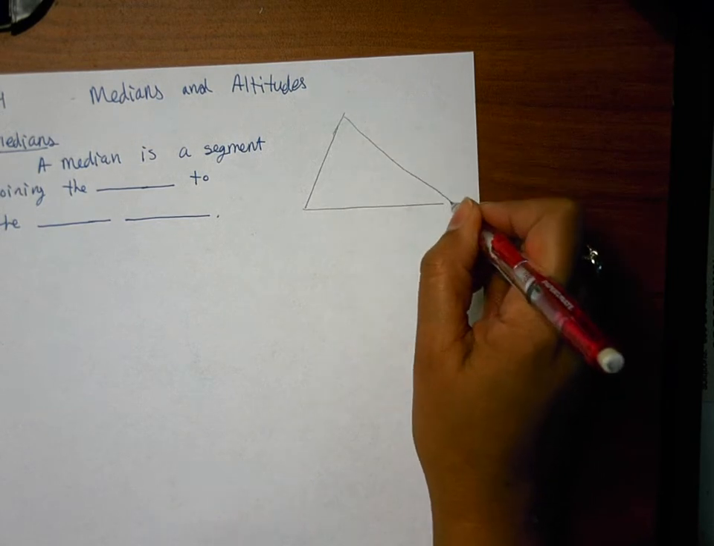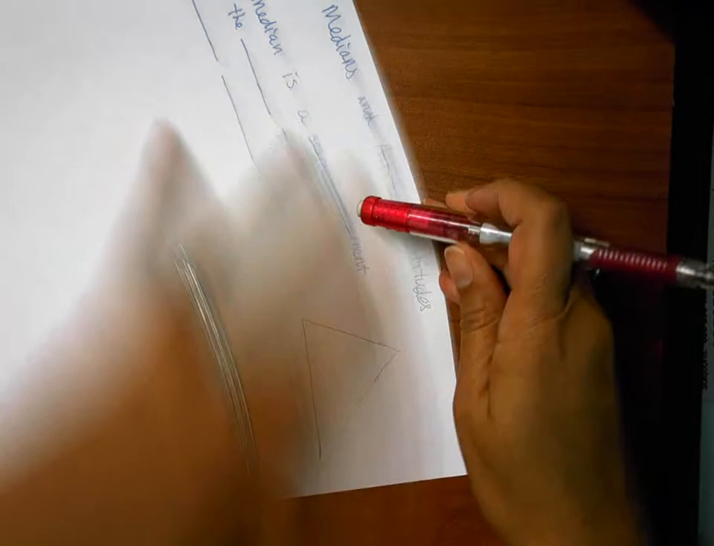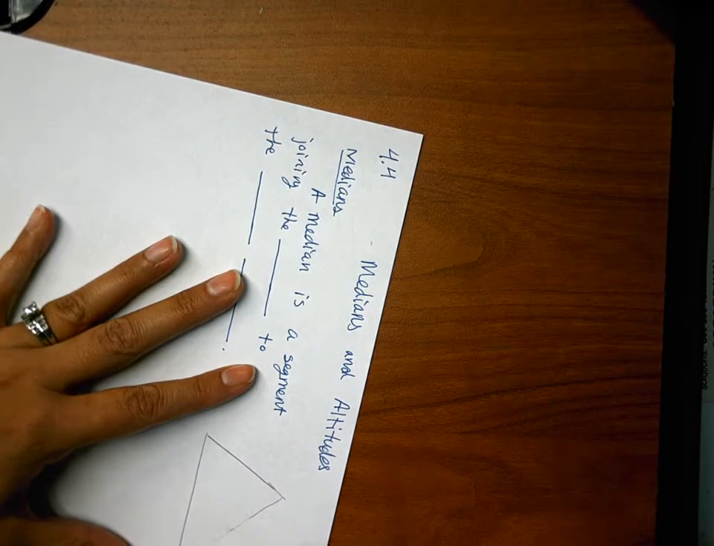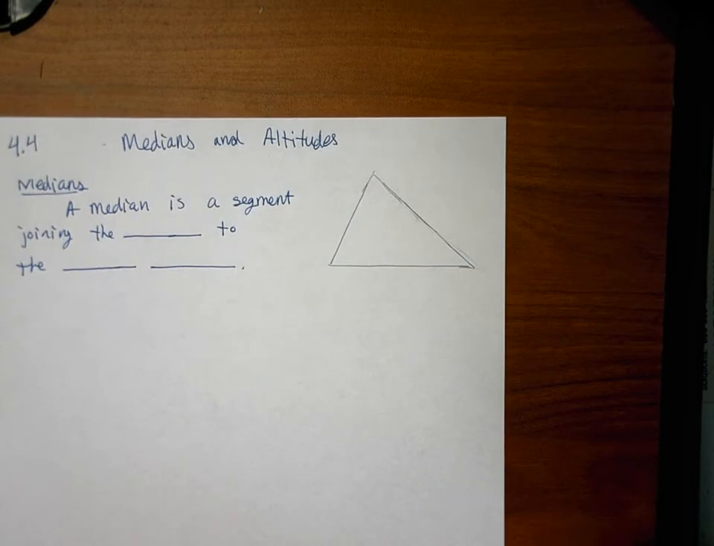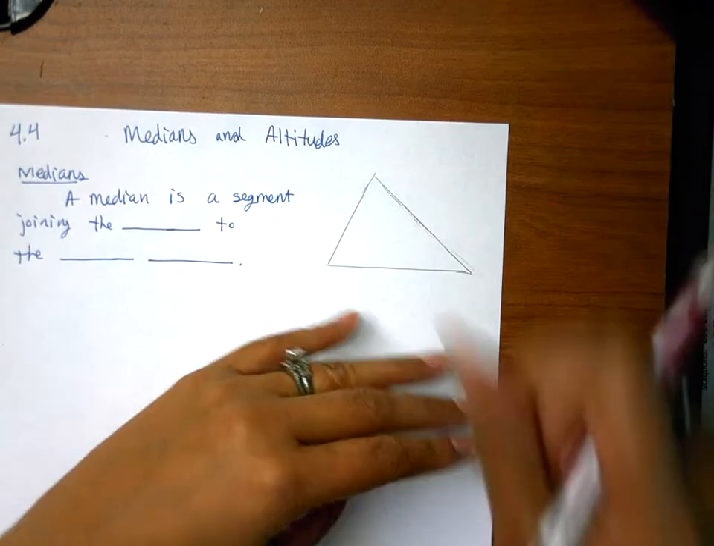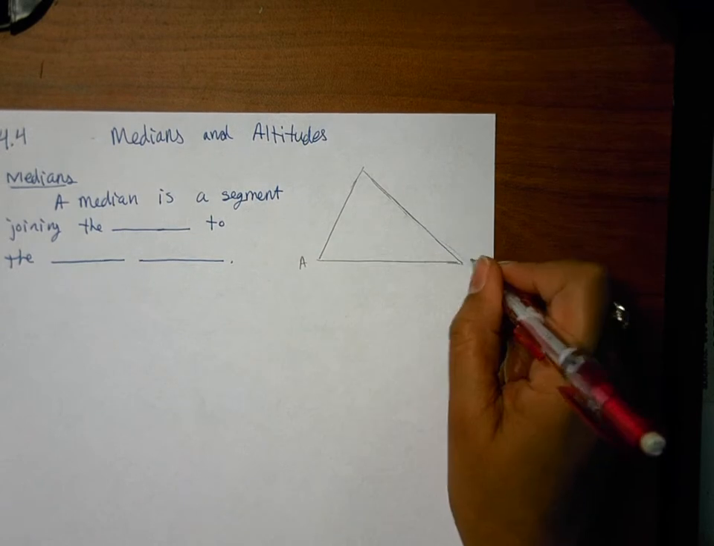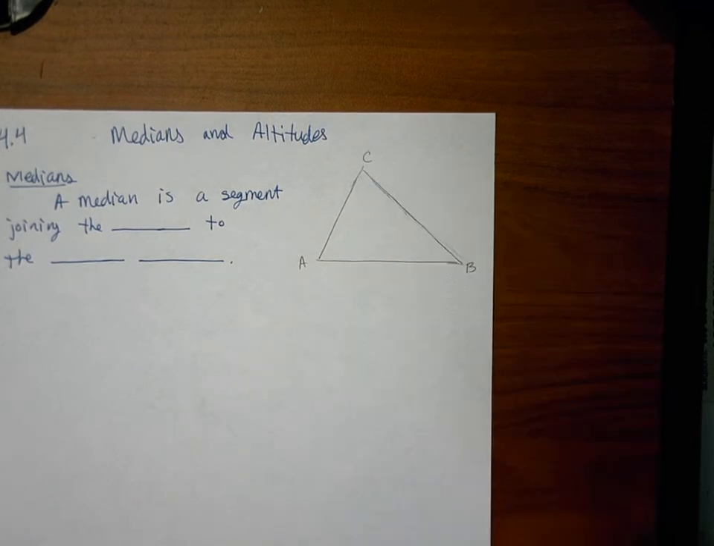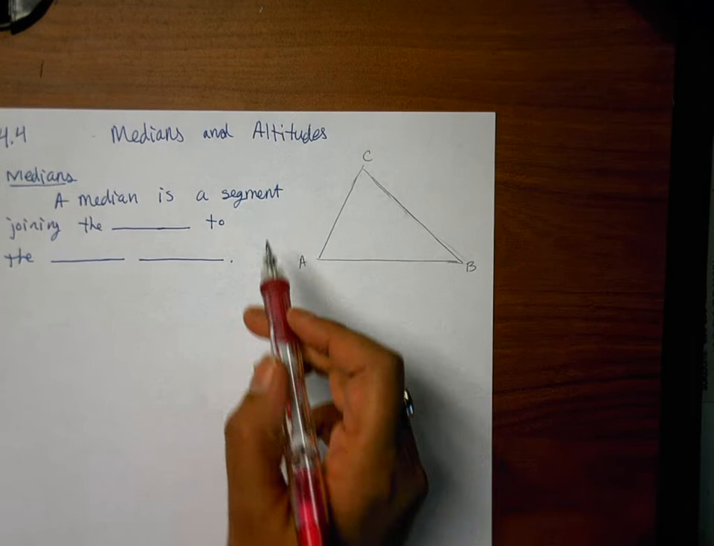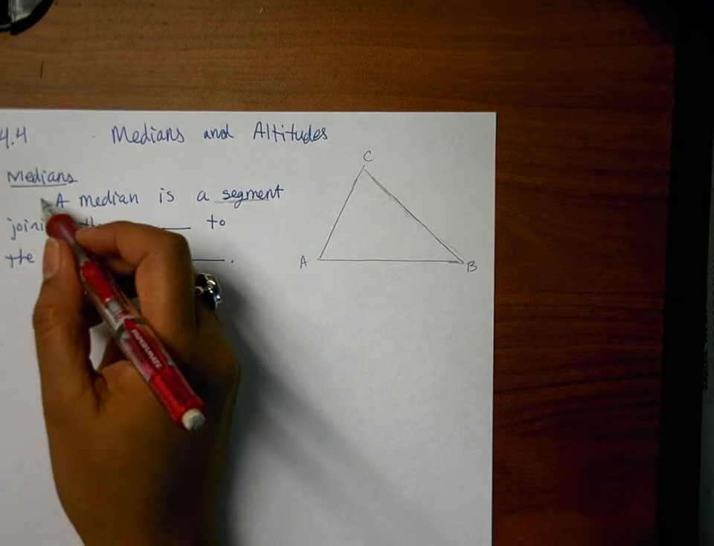Okay, so I'm going to make this triangle, and I'm purposely trying to make it not look isosceles, because with isosceles triangles special things sometimes happen, and that does not happen with all triangles. So a non-isosceles triangle is what I was trying to draw. The triangle could be isosceles, but not always. A, B, C. All right, a median is a segment, a line segment, joining the blank to the blank blank.